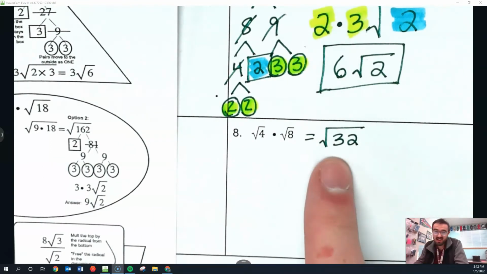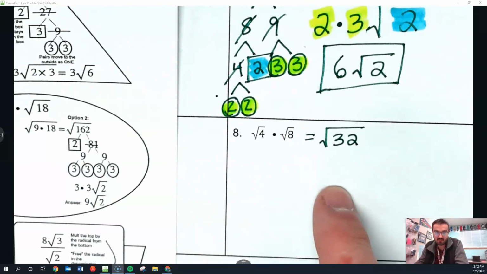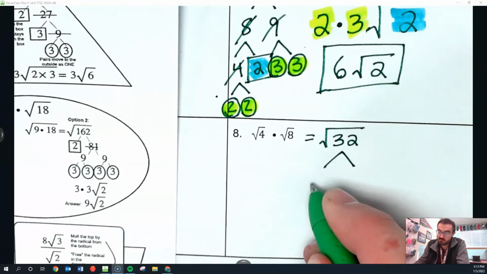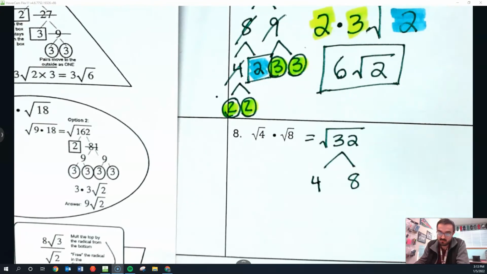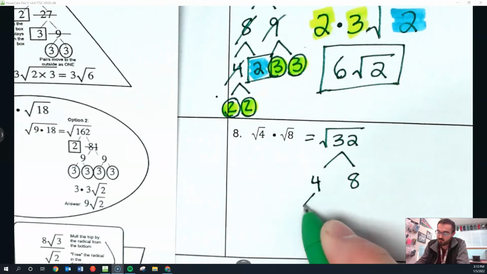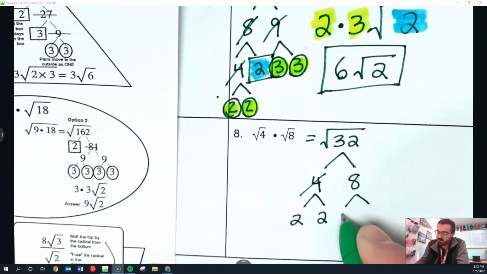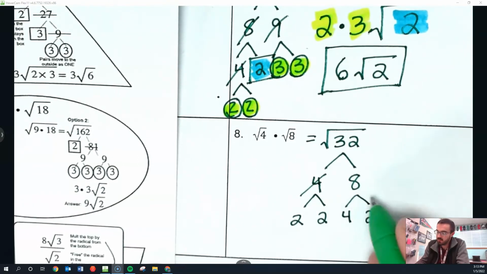Okay, but we're not done. We then have to break that down all together. So 32, well, what could it break down to? 4 and 8, obviously, right? Didn't we just do that? Okay, 4 would break down into 2 and 2. Get rid of that 4. 8 would break down into 4 and 2. Get rid of that 8.